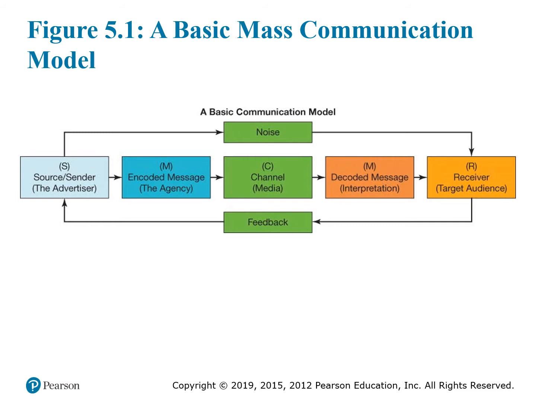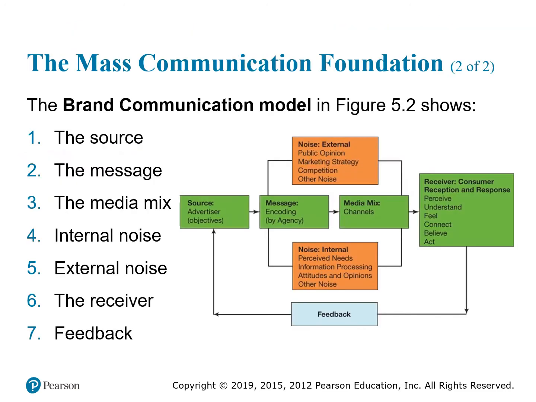Now the next arrow is feedback. So you see how it's this big circle of communication that goes around and around. Feedback is what we get when we find out if our message is working. We find that out in a lot of different ways that we'll discuss in this chapter. So the brand communication model is in chapter 5, figure 5.2 in your textbook. So it goes through everything I just talked about.